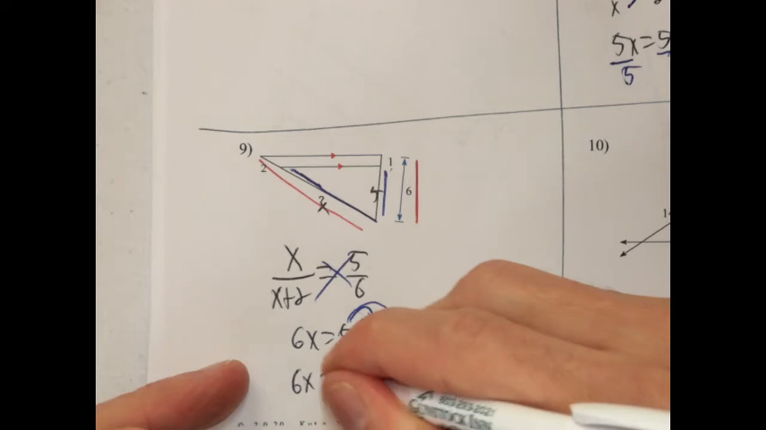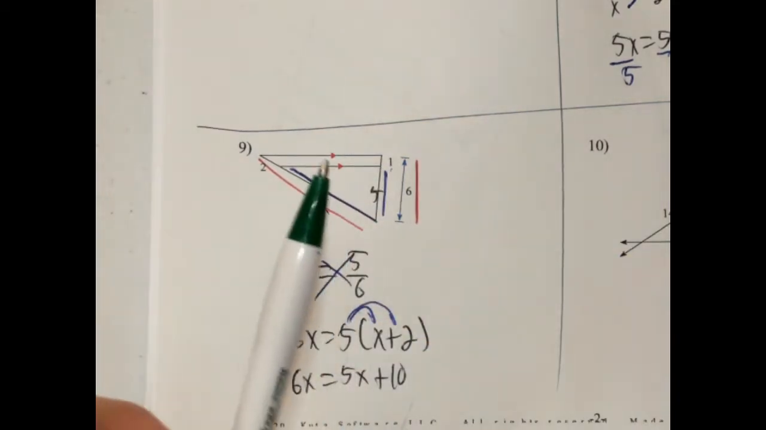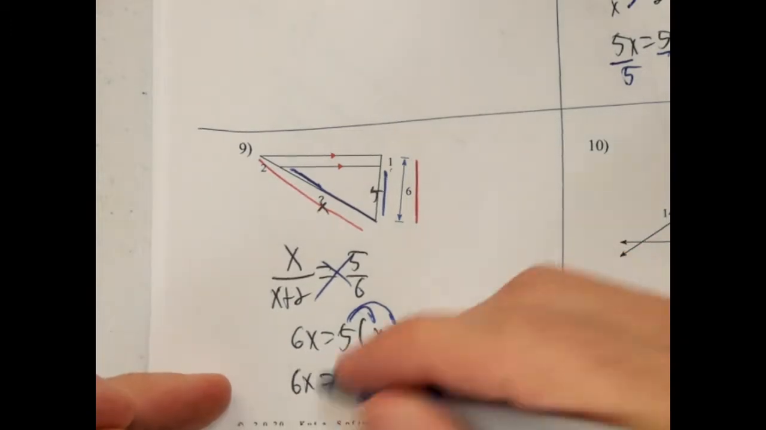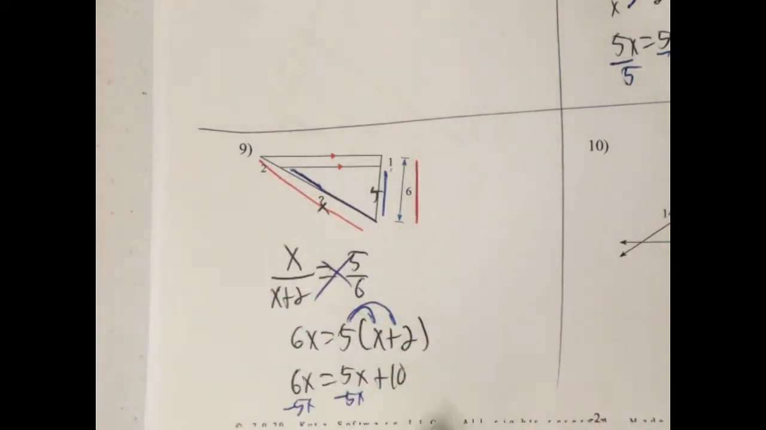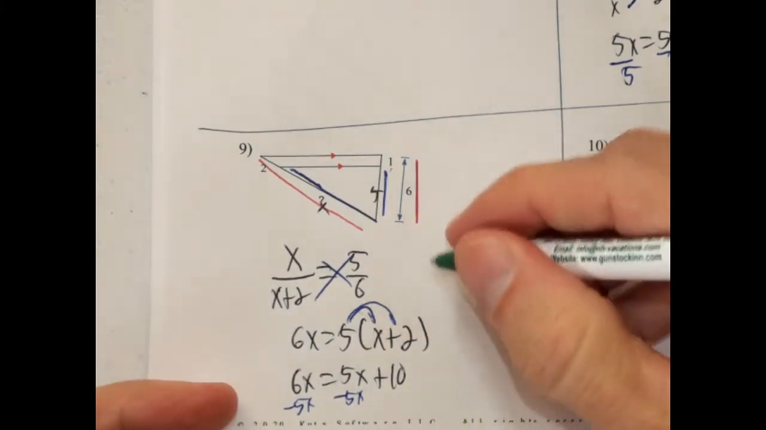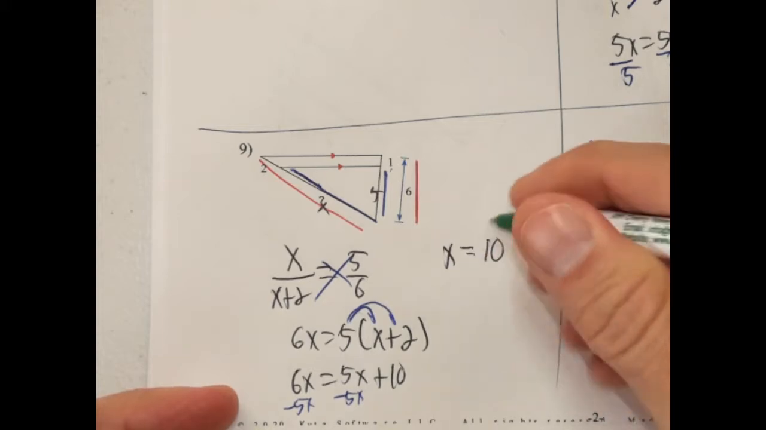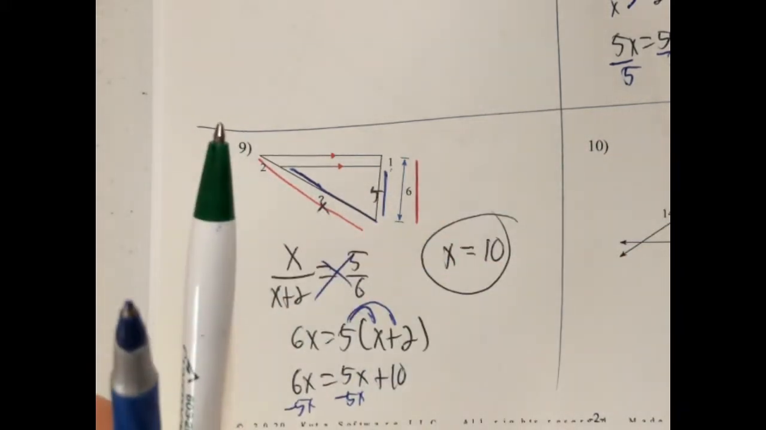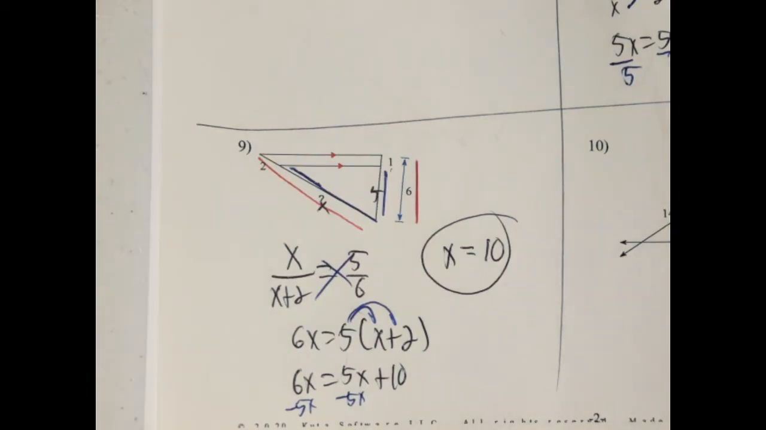So 6x equals 5x plus 10. And we're going to subtract 5x from both sides. So 6x take away 5x is 1x, and then these cancel, so we have 10. So x equals 10. Let's see if that works. Okay, so let's look at number 10.